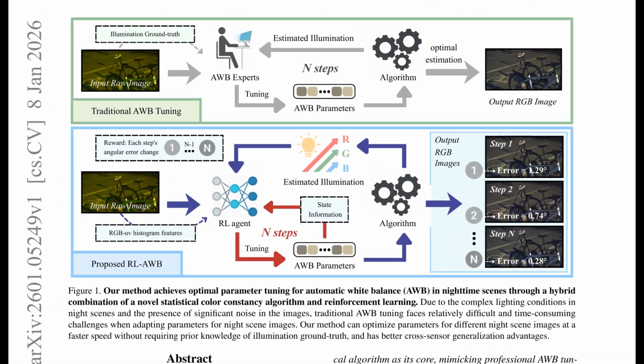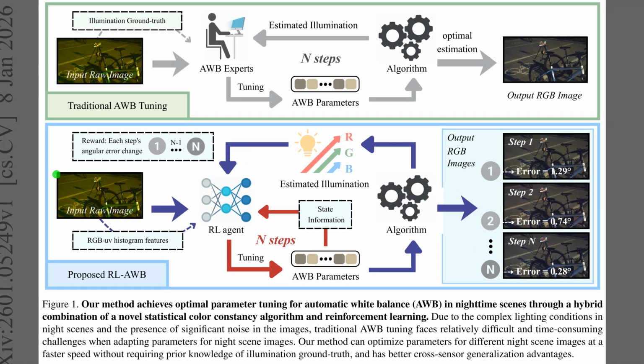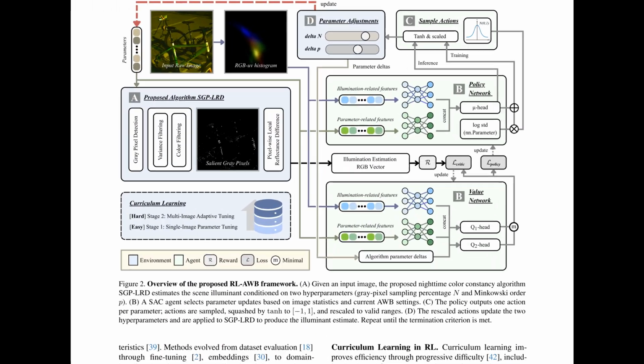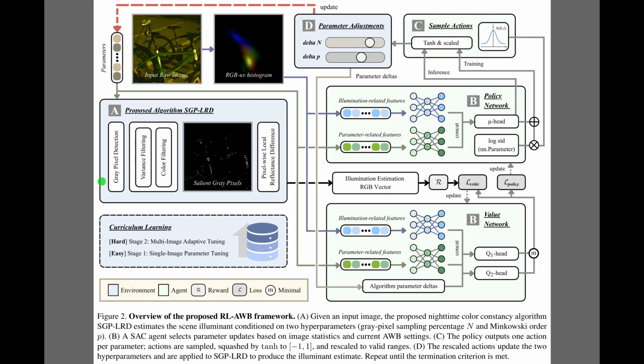Figure 1 illustrates the core concept by contrasting traditional manual tuning with the new RL-AWB approach. In the top panel, we see the traditional workflow where a human expert must manually adjust algorithm parameters to correct the white balance, a process that is slow and often requires ground truth data. The bottom panel reveals the proposed framework, where a reinforcement learning agent effectively replaces the human expert. This agent analyzes the image's histogram features and dynamically tunes the parameters over several steps, minimizing the error iteratively, as shown on the right.